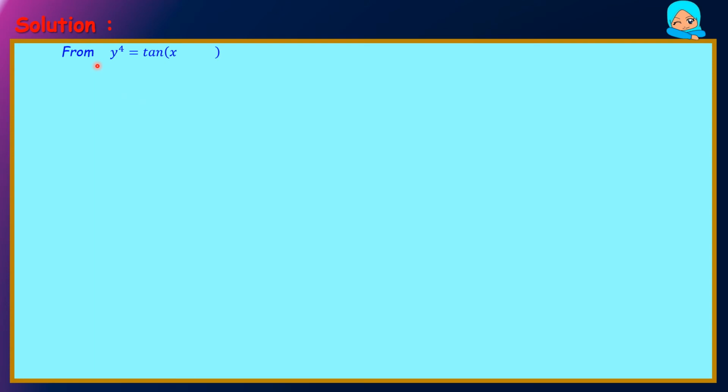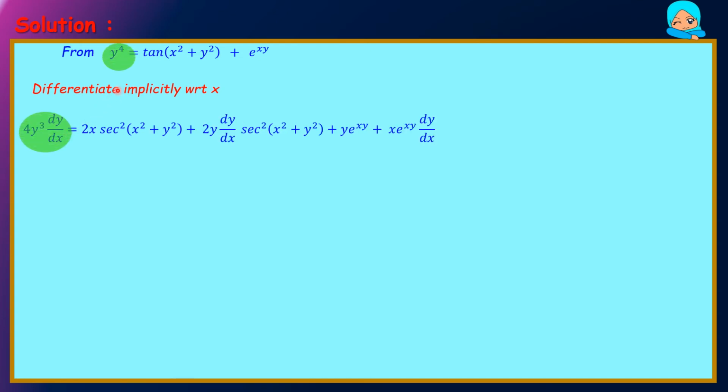After we differentiate one by one in the previous slide, we refer to the given question: y to the power of 4 equals tangent of x squared plus y squared plus e to the power of xy. Then we differentiate implicitly with respect to x, and we substitute one by one. From the previous slide, when we differentiate y to the power of 4, we have 4y cubed dy over dx. So we replace here.